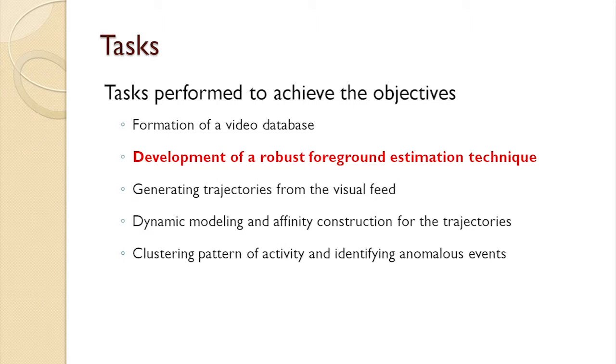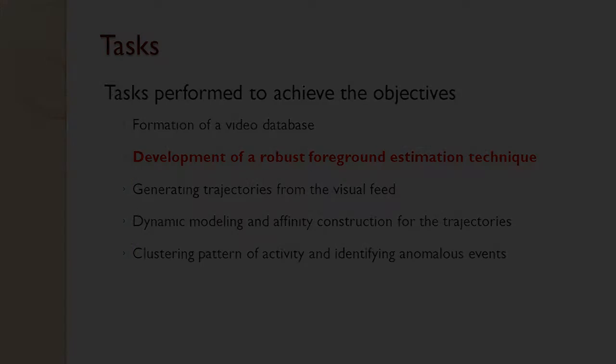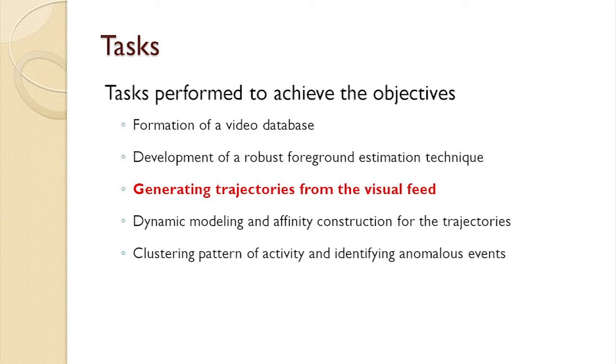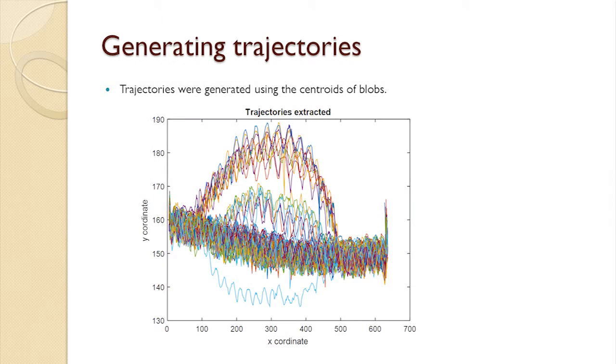The next one is the development of a robust foreground estimation technique. The detection of moving objects uses a background subtraction algorithm based on Gaussian mixture models. Finally, blob analysis detects groups of connected pixels which are likely to correspond to moving objects. Then, the trajectories were generated using the centroids of the blobs that appear in the foreground video.